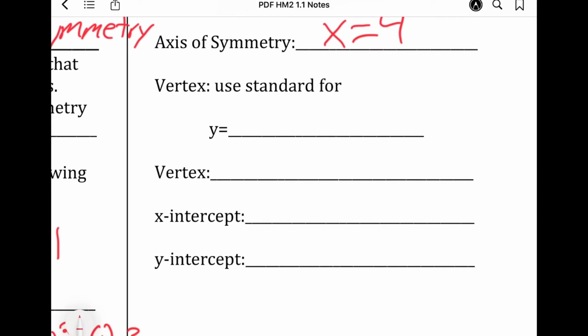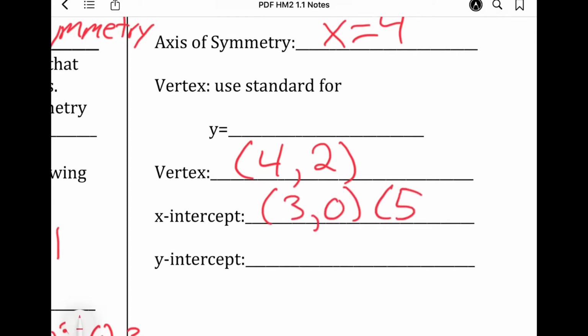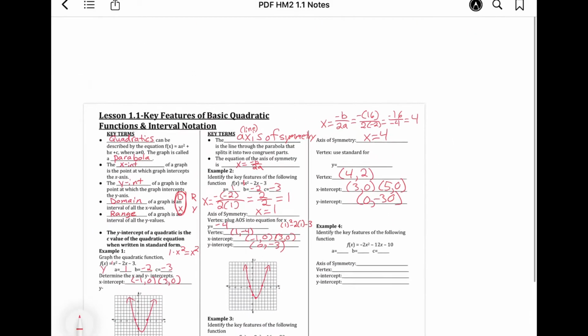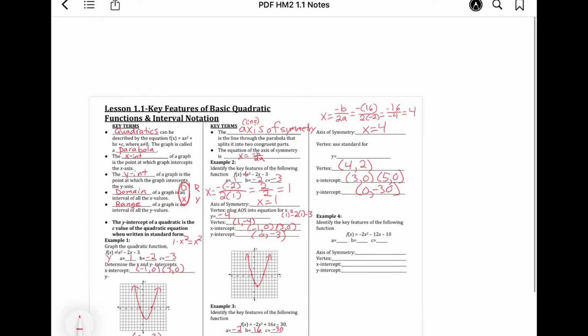Your vertex, again, you can use your axis of symmetry, substitute 4 in for x and find y, or you can look at your graph. Either way, you should have 4, 2. And then looking at the graph, the x-intercepts should be 3, 0 and 5, 0. Your y-intercept should be at 0, negative 30. And that is your example 3.